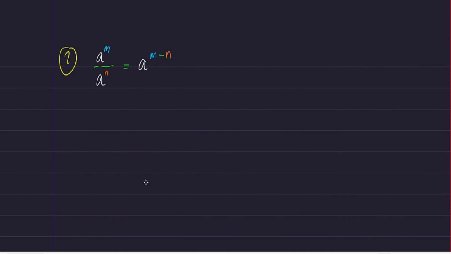Next naman natin, a raised to m over a raised to n is equal to a raised to m minus n. So, katulad ng ginawa natin sa first, let's express m and n as numbers. So, let's say we have a raised to 5, and we have a raised to 3. And with that, i-expand natin sila. Kailangan natin silang i-expand.